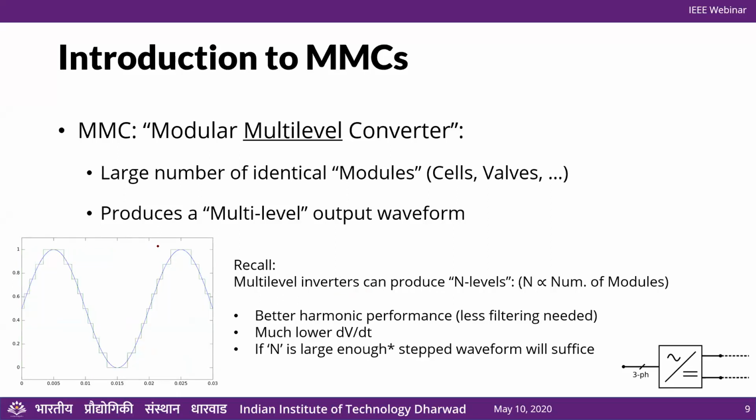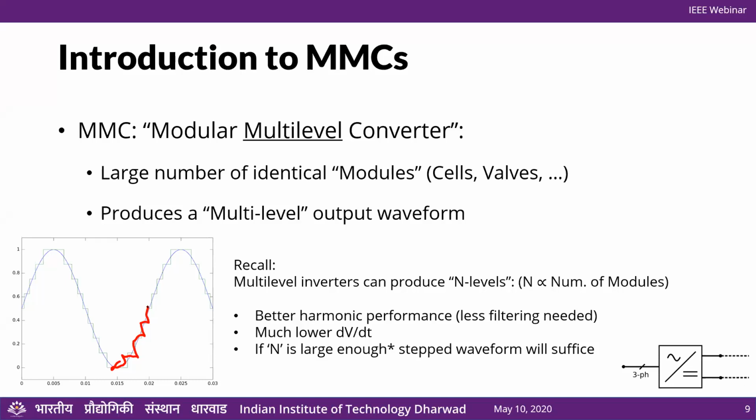So what you can do is that these inverters can be designed to produce multiple levels. So we can have n levels, and you can see this waveform has this staircase type shape. So essentially what we have done is we've reduced the step size. Instead of going from 0 to full, we are going in smaller steps, let's say n steps. And because of this, first of all, harmonic performance is improved. We don't need filters. dV/dt is much lower.